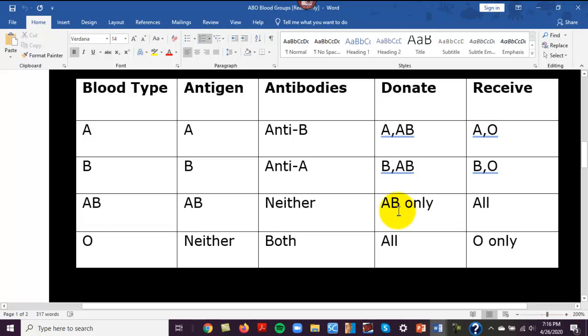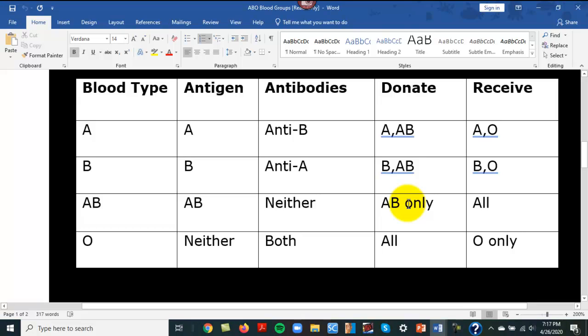Who can you donate to? Well, since they have both antigens, they can only donate to AB. You can't donate to anybody else because they have both sets of antigens. I hope that makes sense. Because A is going to have the anti-B antibodies, B is going to have the anti-A, and type O has both. So they can only donate to their own blood type.